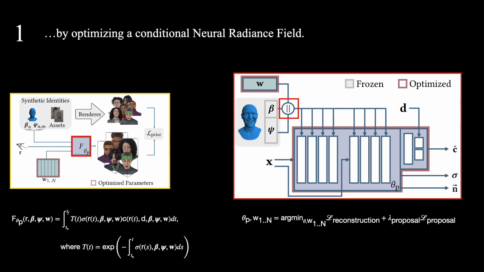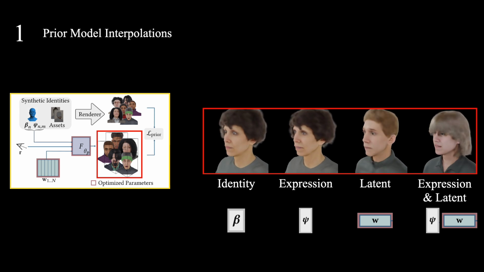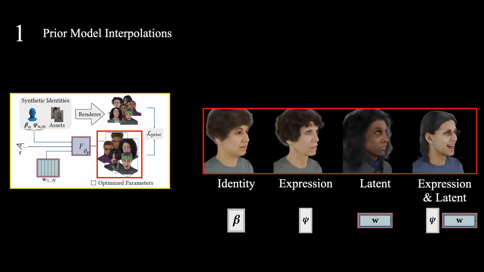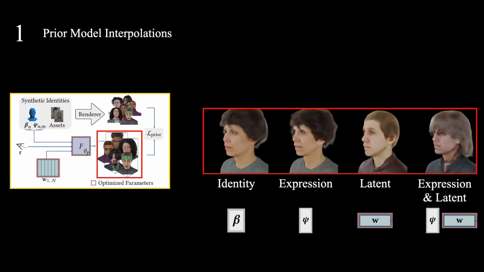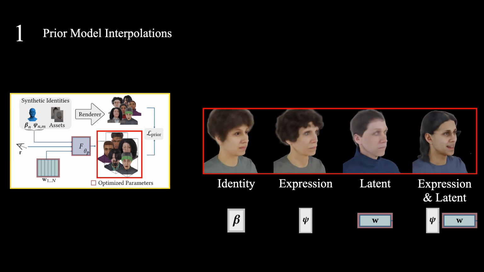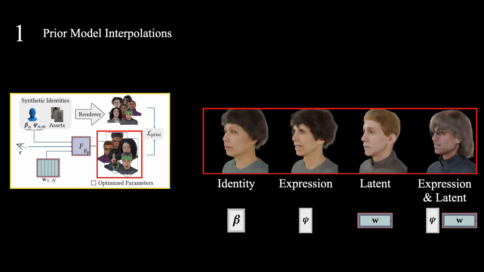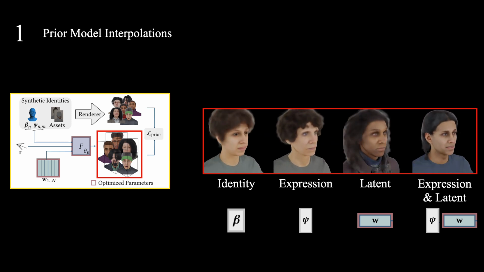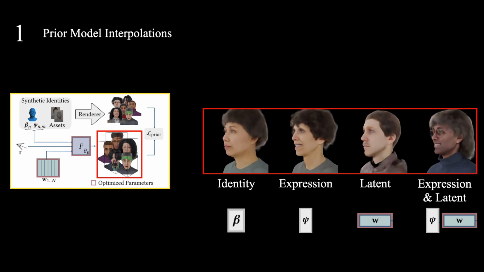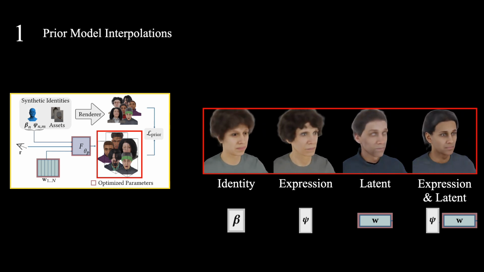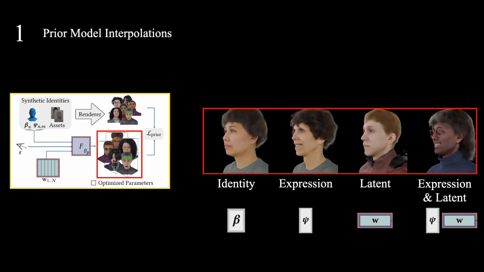Now let's see the results. What did the prior model actually learn? In the first column, we interpolate the latent code for identity, beta. As you can see, the facial expression remains constant while the facial shape changes. In the second column, we interpolate expressions. In the third column, we interpolate the latent code W, which is responsible for clothing, hairstyle, and so on. Of course, we can also interpolate different latents at the same time. So in the last column, we jointly interpolate expression and latent.